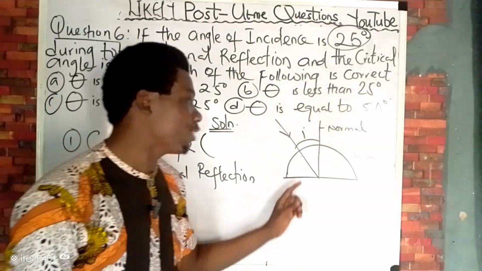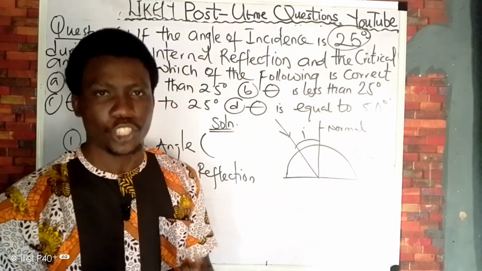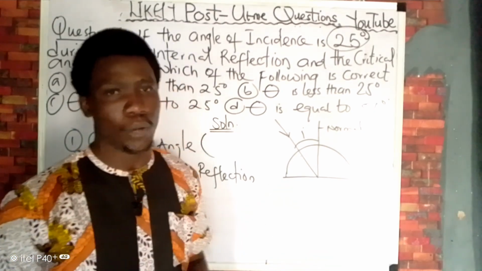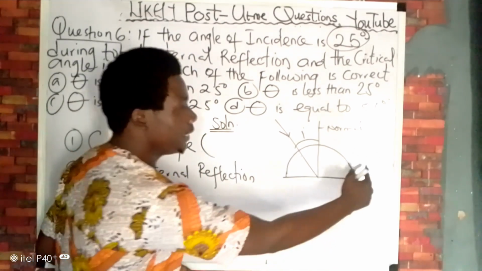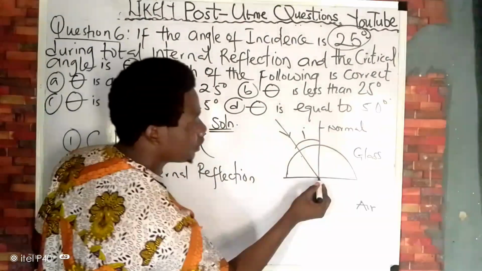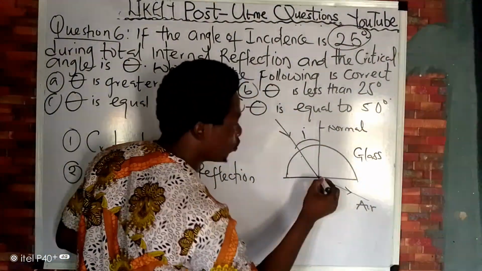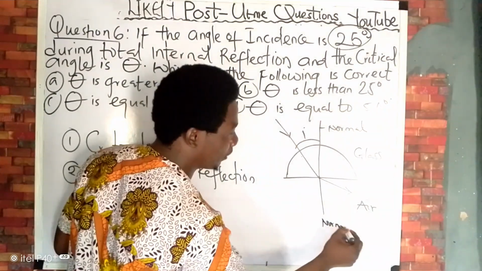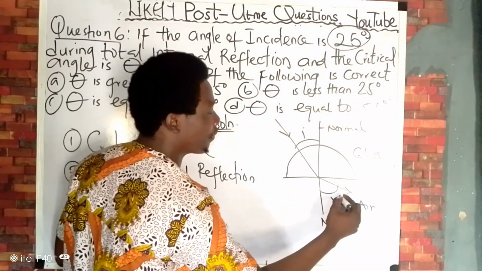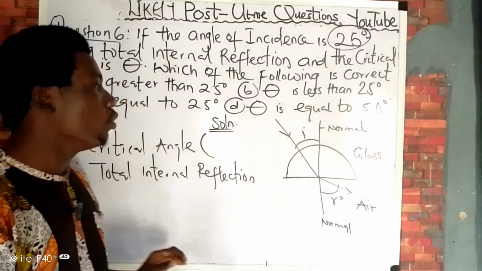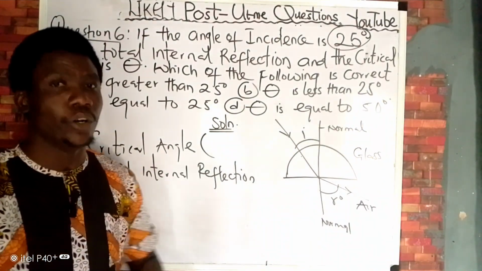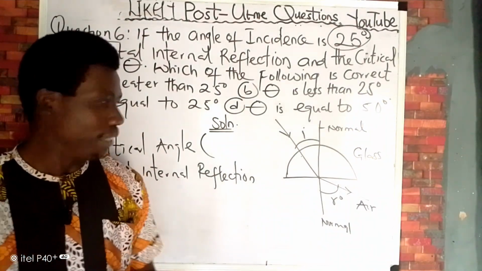Now, because this is glass, what we are bound to see is refraction. Refraction means the change in speed, change in direction, and change in the wavelength of a wave when it moves from one medium to another of different densities. This is glass, and this is air. Now, in the normal sense, the ray is supposed to be refracted away from the normal. This is your normal. This is called the angle of refraction. So, critical angle is the angle of incidence in the denser medium when the angle of refraction in the less dense medium is 90 degrees.